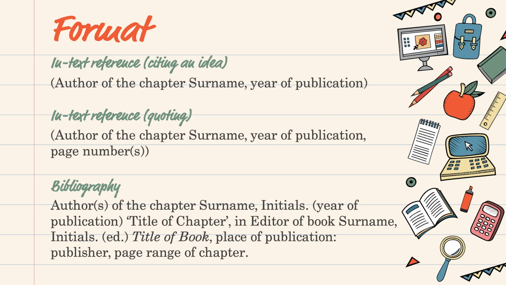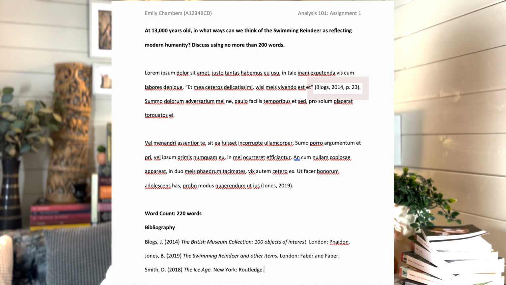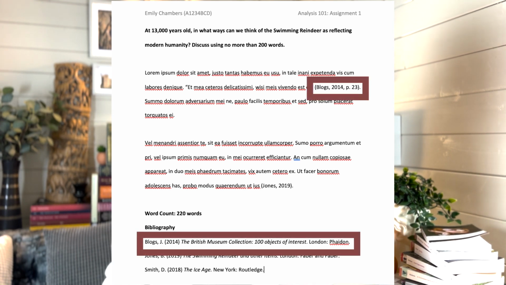But wait, that's not all we need. When I use Trevor Fear's chapter in my essay, I need to acknowledge the ideas or any quotations that I might use from this. So I need to add in-text references. An in-text reference for a book chapter such as this is presented in brackets and includes the author's surname followed by a comma and the year of publication. So that might look like open brackets Fear, comma 2019, close brackets. This creates a link between the information in the essay and the full reference details in the bibliography, which the reader of the essay can use to find the book mentioned.